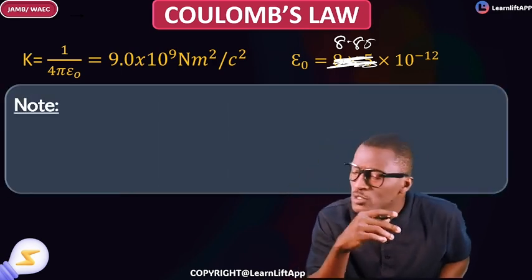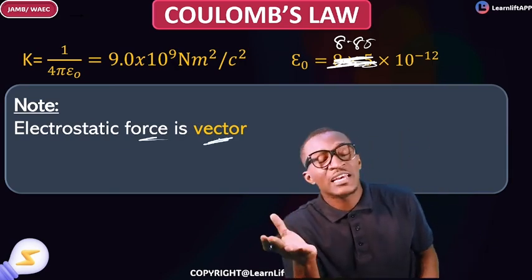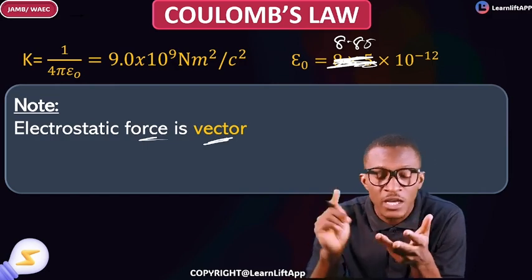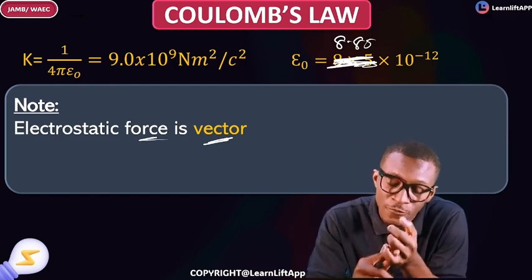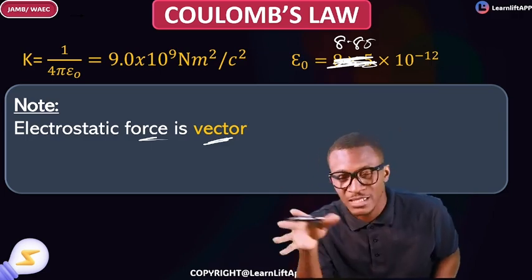If you say you understand that, take note that electrostatic force is a vector. Now, on electricity, we have listed two things that are vectors. Number one, electric field. Electric field is a vector. Electrostatic force is a vector. We'll talk about charge, all of that. We say those ones are scalar.